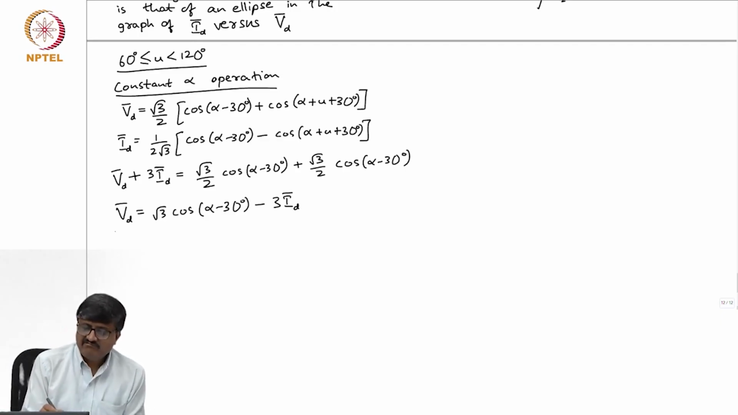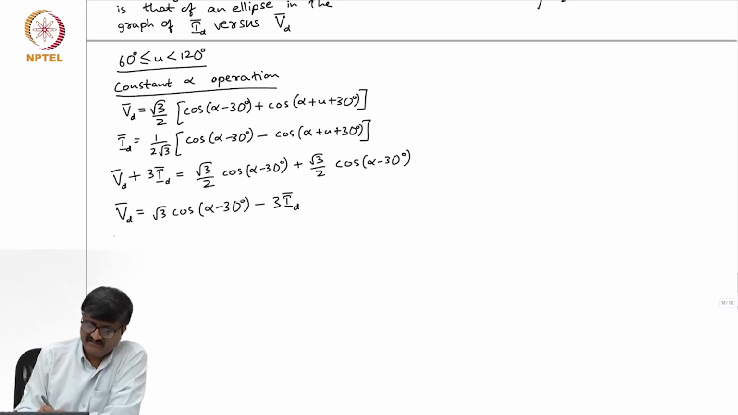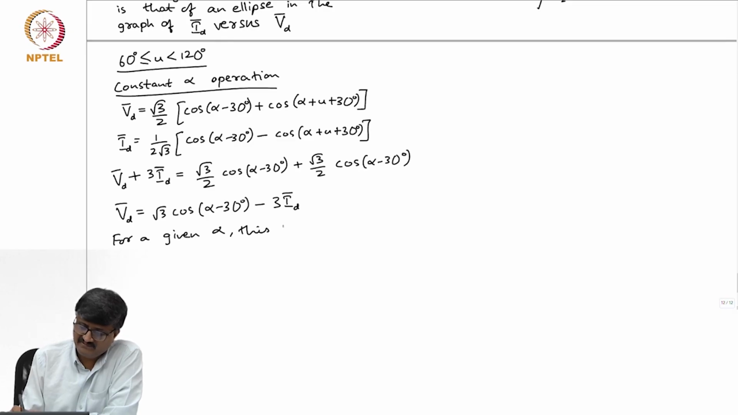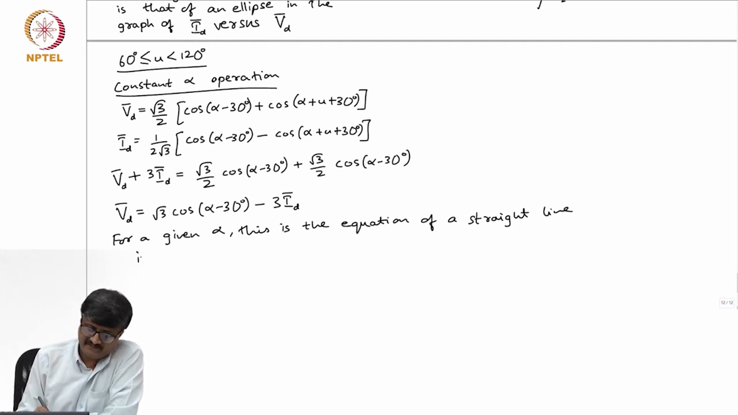So for a given alpha, this is the equation of a straight line with slope minus 3 in the graph of Id versus Vd. So for a given alpha, this is the equation of a straight line in the graph of Id versus Vd.